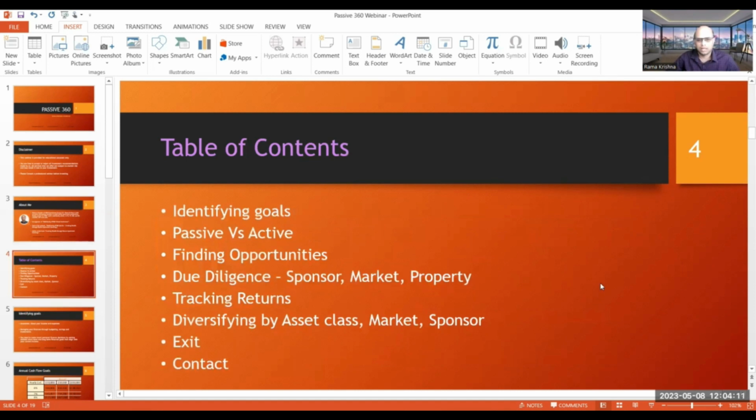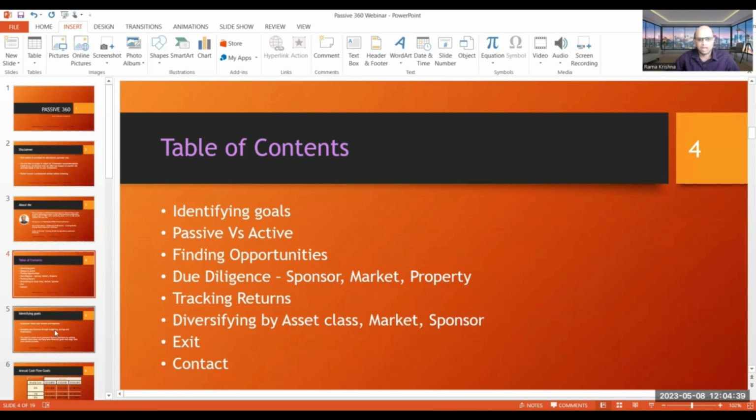Today's topics will be on identifying goals, passive versus active, finding opportunities, and due diligence at 3 levels: sponsor level, market level, property level, and tracking returns after investing. And then diversifying by asset class, market, sponsor, and exit.